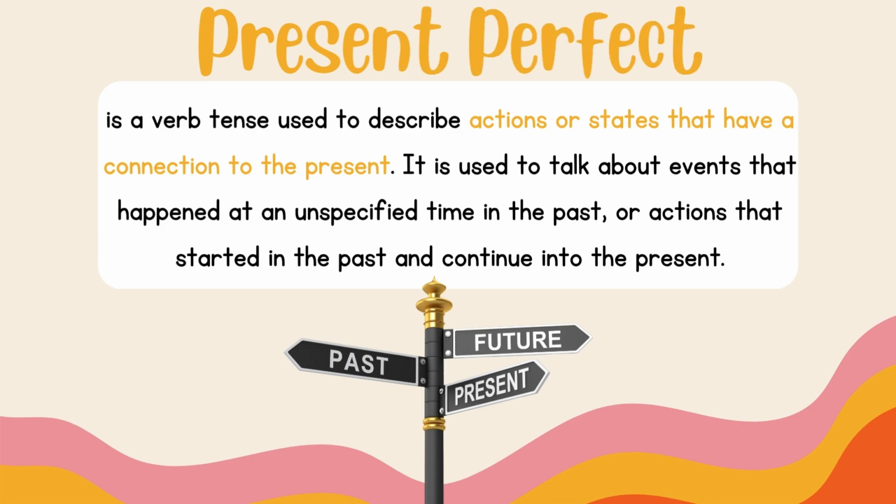Present perfect is a verb tense used to describe actions or states that have a connection to the present. It's used to talk about events that happen at an unspecified time in the past or actions that started in the past and continue into the present.